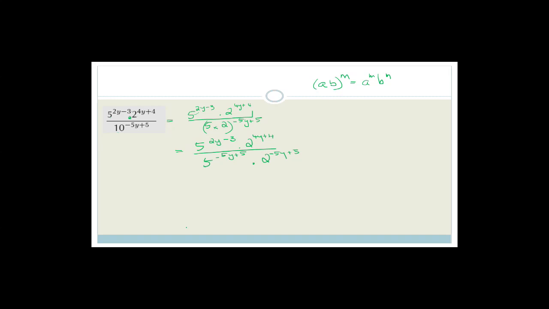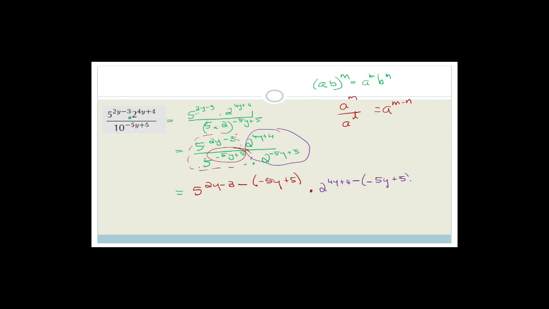Now we're going to have to look at the things that we've got that are common bases. Let's change color. I'm going to look at this one here because it has a common base of 5. So it becomes 5 to the 2y minus 3 minus, remember this is division, because the rule is a to the m over a to the n is equal to a to the m minus n. So when you are dividing, you subtract your exponents. So this becomes minus 5y plus 5, multiplied by, in purple, this lot here, which is 2 to the 4y plus 4 minus 5y plus 5. And what am I doing? Because we're dividing, we subtract.